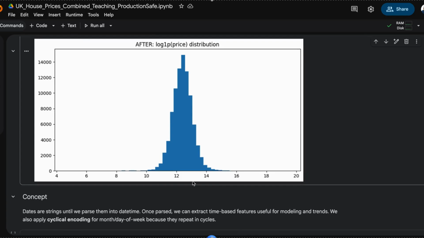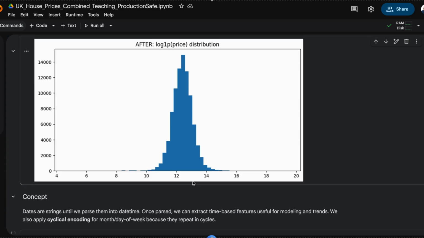Log transformation is particularly useful when the data is right-skewed, the variance increases with magnitude, and multiplicative effects dominate. In housing markets, price differences are often multiplicative rather than additive. A £50,000 difference means something very different for a £200,000 home than for a £2 million home. Log transformation helps normalize this behavior.